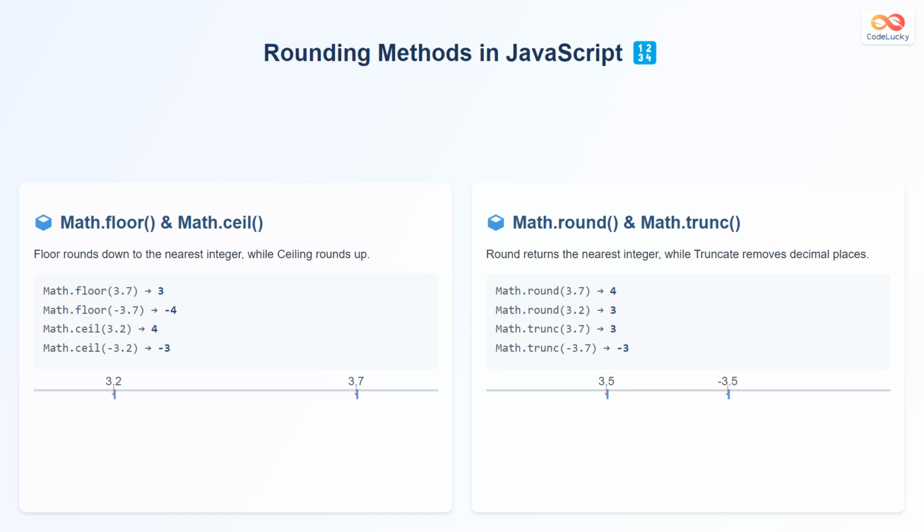The round method returns the nearest integer, while the truncate method simply removes the decimal places. For instance, Math.round of 3.7 is 4, and Math.round of 3.2 is 3. Math.trunc of 3.7 is 3, and Math.trunc of -3.7 is -3.